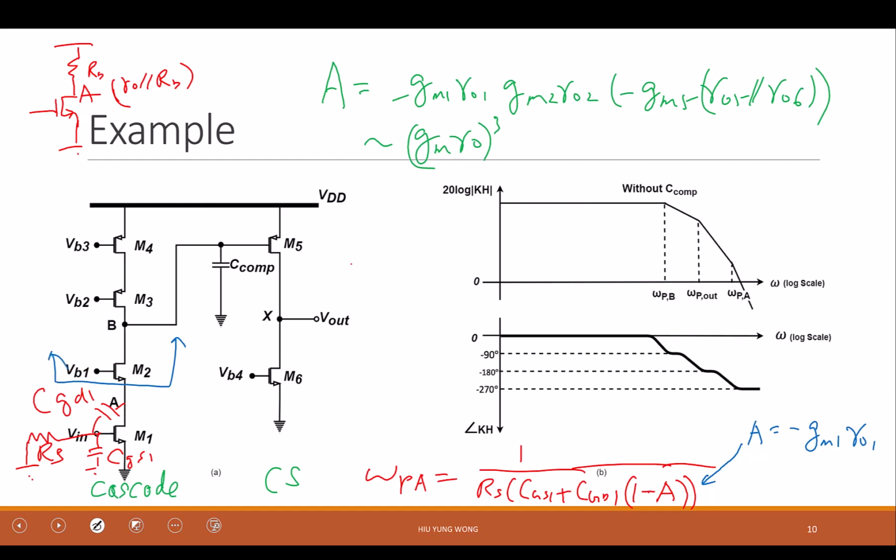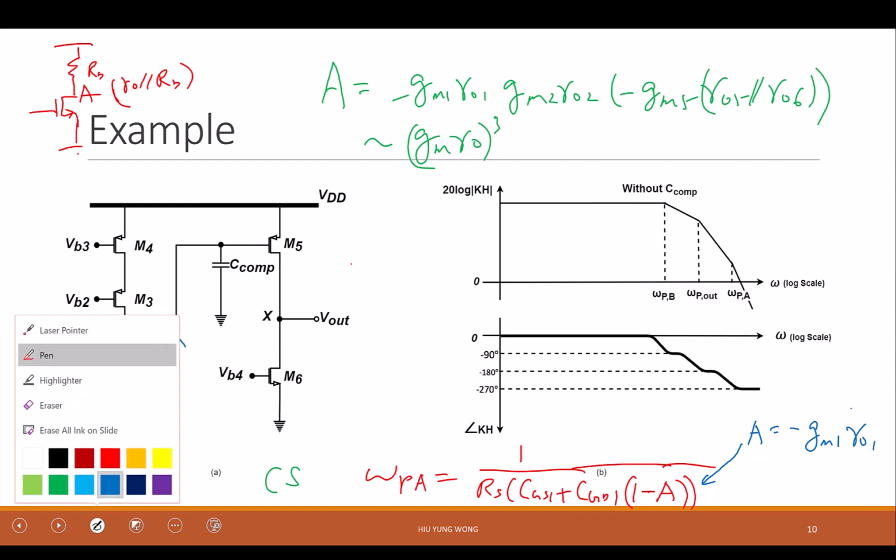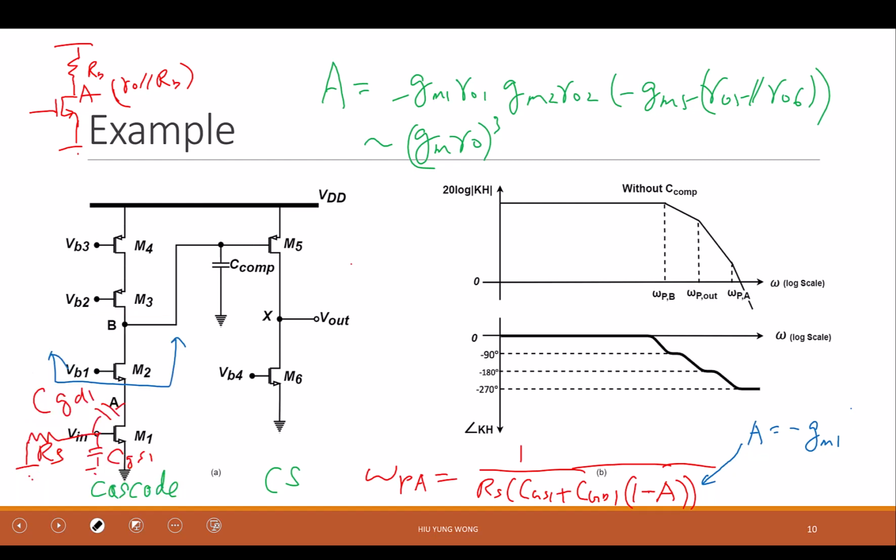So why is the impedance looking up 1 over gm2? So this is the whole thing times ro1 parallel 1 over gm2, which is approximately equal to negative gm1 divided by gm2, because ro1 is large. Or if we say we assume no channel length modulation, right?